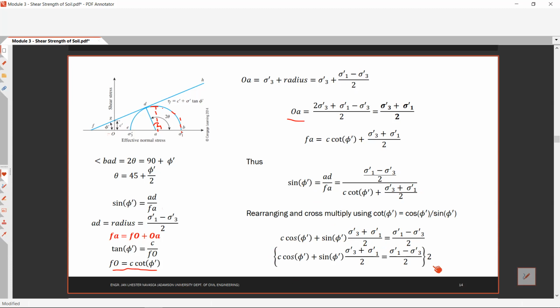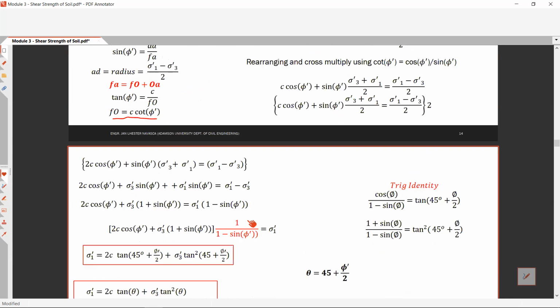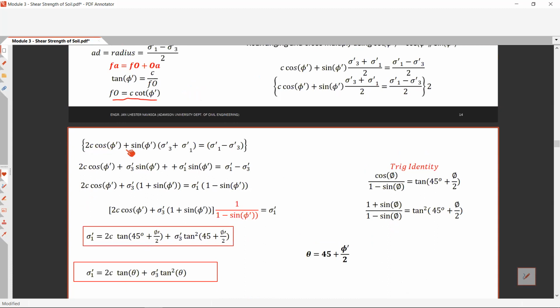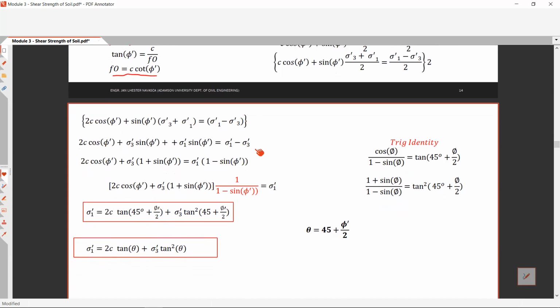Then simplifying all terms, tatanggalin natin yung denominator. So multiply all terms by 2. So we get 2C cosine phi prime plus sine phi prime. Then yung sigma prime 3 and sigma prime 1, then yung denominator nito is nawala din. That is now sigma prime 1 minus sigma prime 3. Okay.